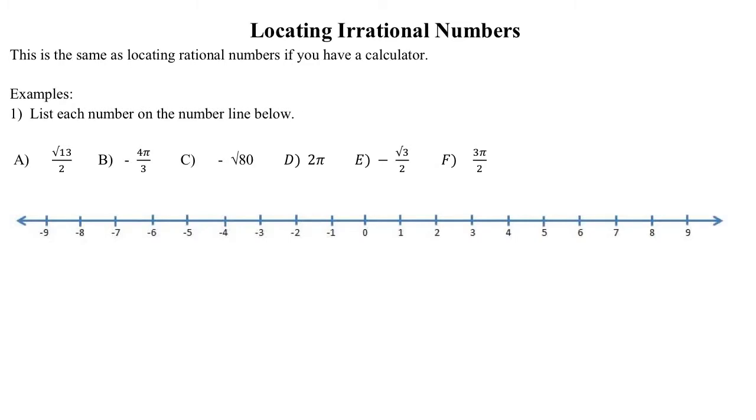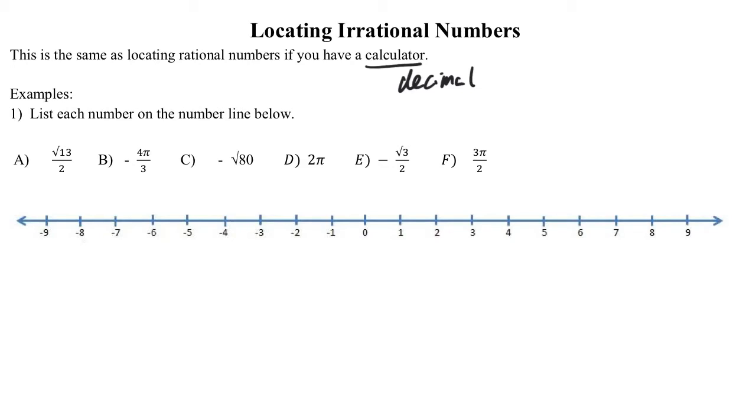So let's talk about locating irrational numbers on a number line. If you watched the previous video on locating rational numbers on the number line, this is going to be very similar to start. Our best bet is to use our calculator and grab the decimal version of these numbers, because our brain is more familiar with working with decimals than with square roots and pi and other numbers that might be unusual to us in our daily lives. So go ahead and grab your calculator and enter these numbers.